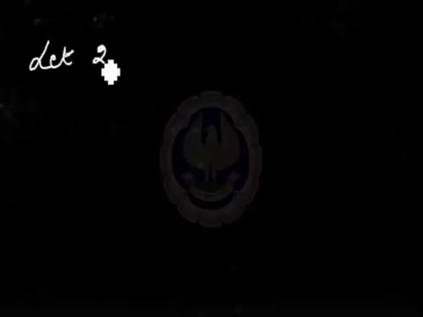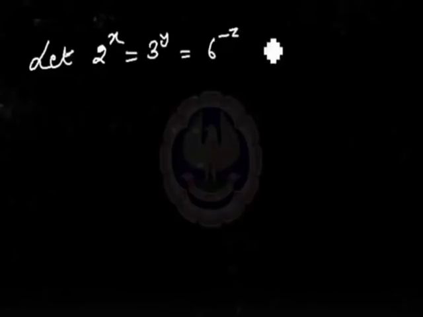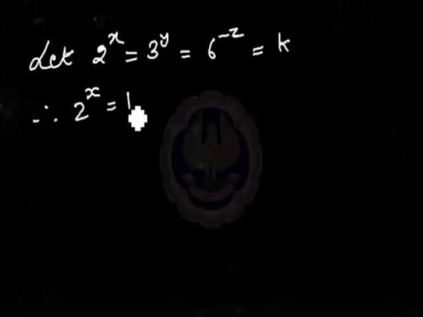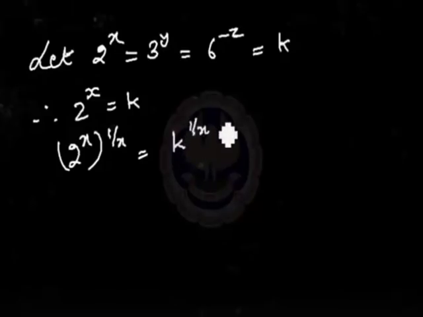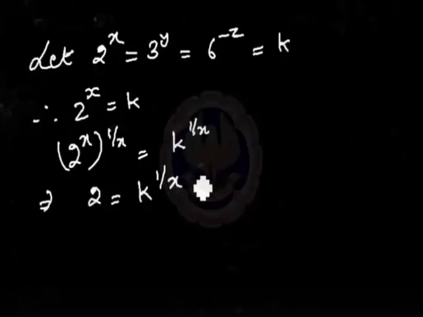So let 2 to the power x is equal to 3 to the power y is equal to 6 to the power minus z be equal to k. Okay. So what we can state is 2 to the power x is equal to k, right? If I take the 1 by xth power on both the sides, what do I get? I get 2 to the power x into 1 by x is equal to k to the power 1 by x. I'm just taking the xth root on both sides. So this can be written as 2 is equal to k to the power 1 by x.